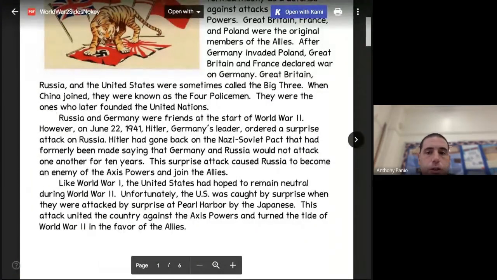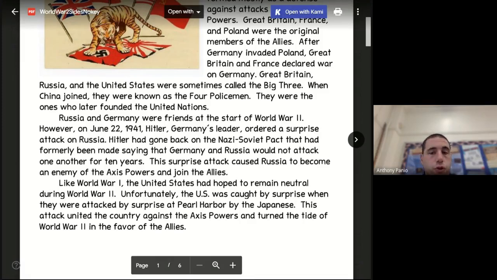Russia, I should say, the Soviet Union and Germany were friends at the start of World War II, which is really, really interesting, even though the Soviet Union does become an Allied power. However, on June 22nd, 1941, Germany's leader ordered a surprise attack on the Soviet Union. Hitler had gone back on something called the Nazi-Soviet Pact that had formally been made, saying that Germany and Russia would not attack one another for 10 years. This surprise attack caused Russia to become an enemy of the Axis powers and join the Allied powers.